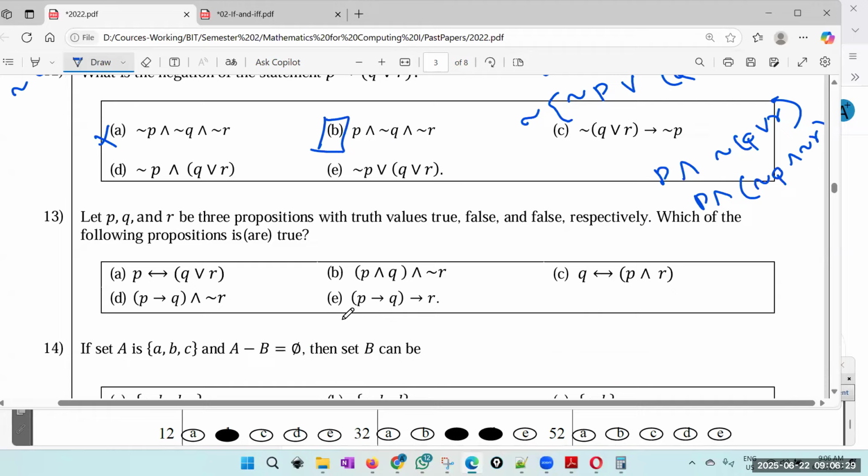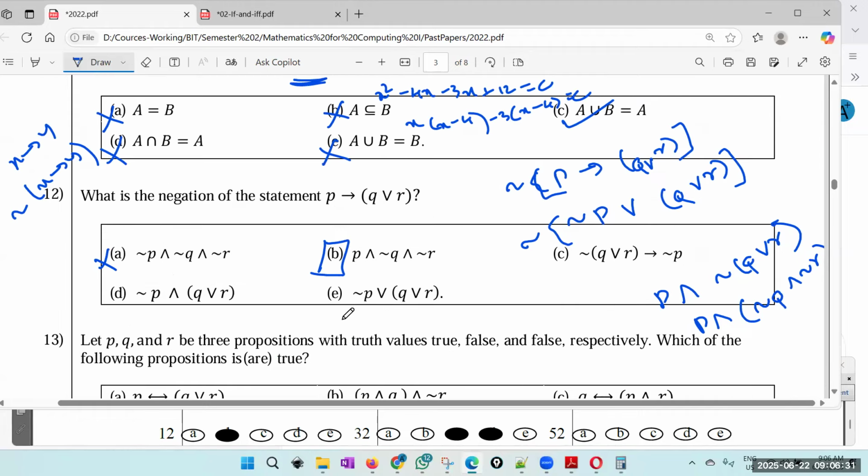Excuse me, sir. Yes. If they ask for an equivalent statement rather than the negation, can we take C then? C is this one. If they ask the question like that, then yes, it's a contrapositive.